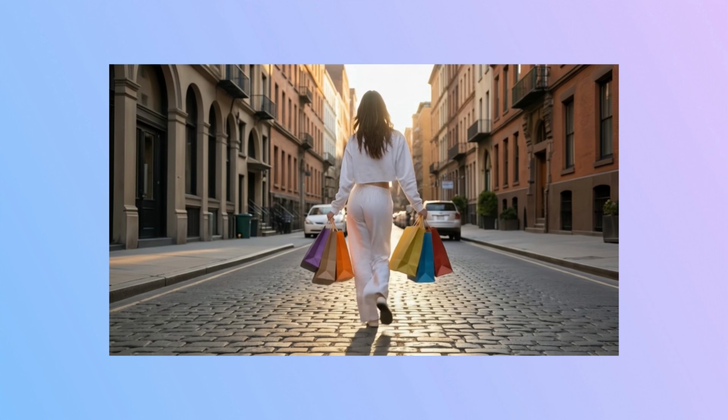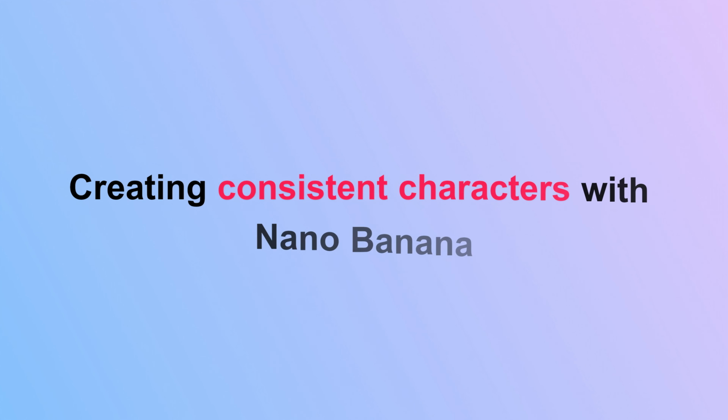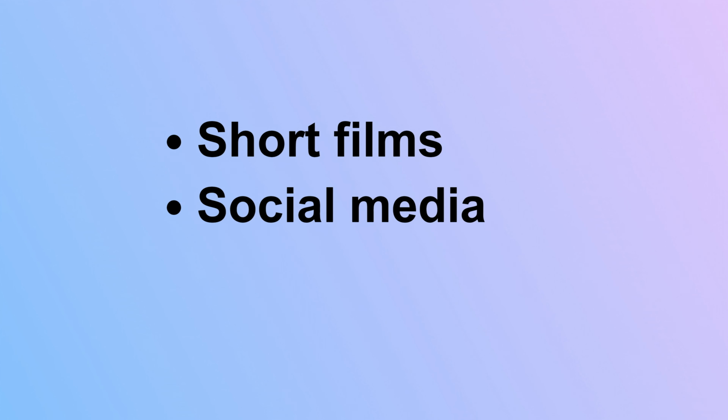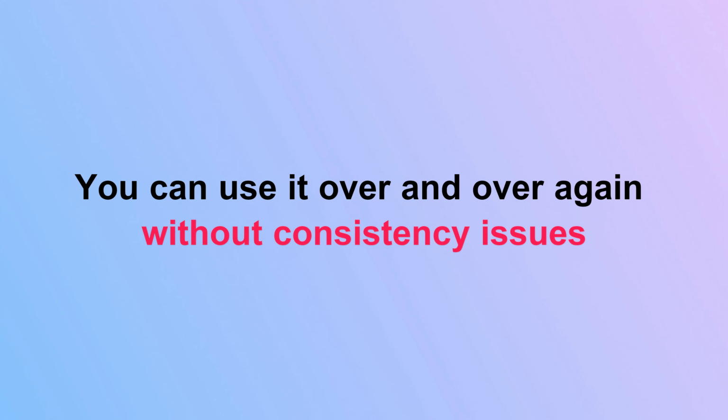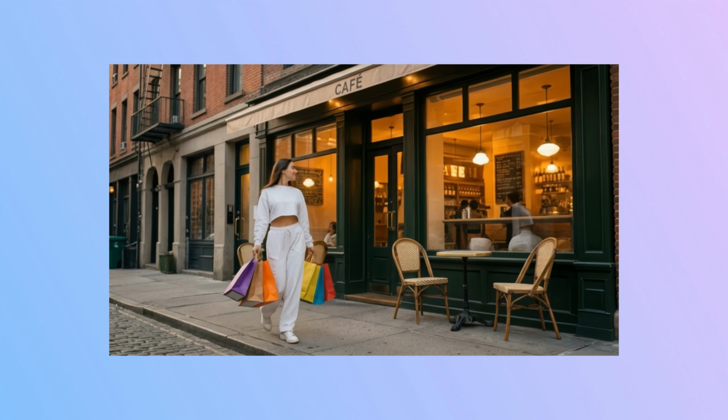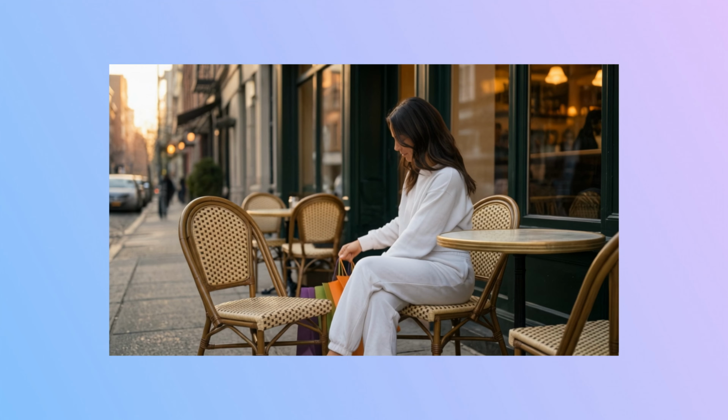So now you know the exact process for creating consistent characters with Nano Banana 2. And honestly, this is where things get really exciting because the creative possibilities here are huge. You can use this for short films, social media content, product videos, really anything where you need your character to look the same across multiple scenes. Once you have that reference system set up, you can use it over and over again without ever worrying about consistency issues. And with that recursive technique we covered at the end, you can keep extending your story as long as you want.